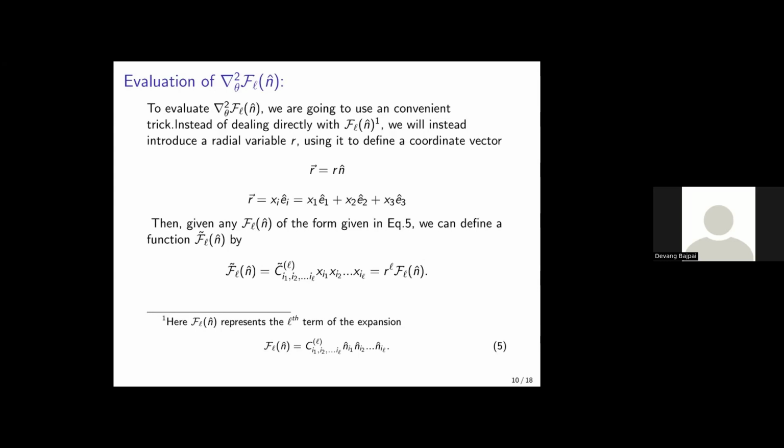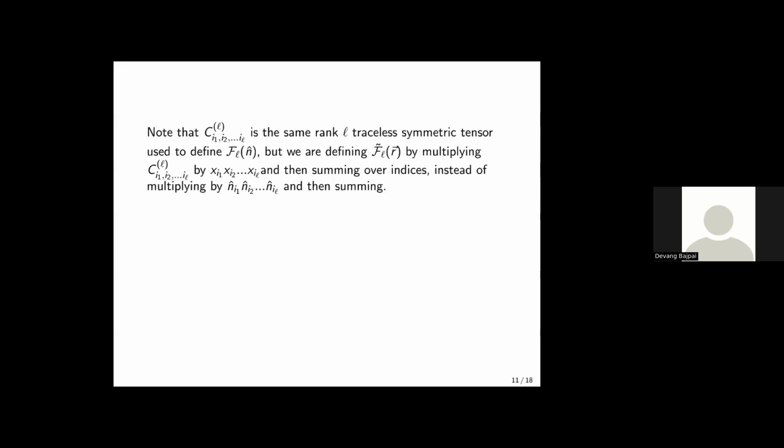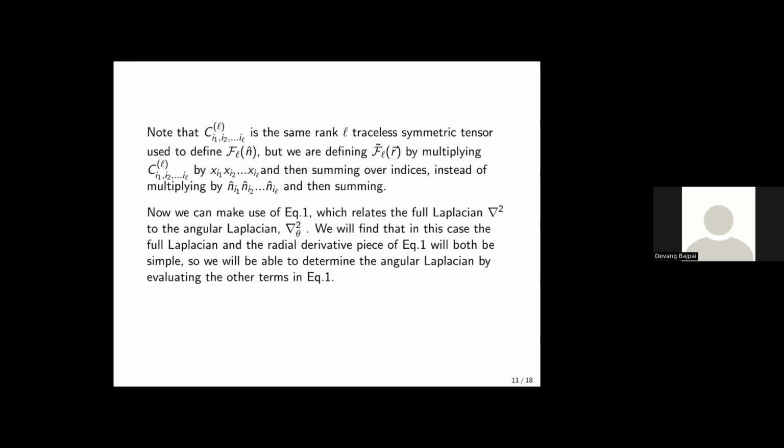Now to evaluate our L term, I will start by putting in the values of L, starting with L equal to 0. And here C_L is the same rank L tensor that we used earlier for defining our new quantity in terms of the r vector. Now I am going to use equation 1, which relates the full Laplacian and the angular Laplacian, and we will find that in this case the full Laplacian and the radial derivative piece of equation 1 will both be simple. So it is easier to now determine the angular Laplacian. Earlier, it would be very cumbersome if we did the algebra in the older form.